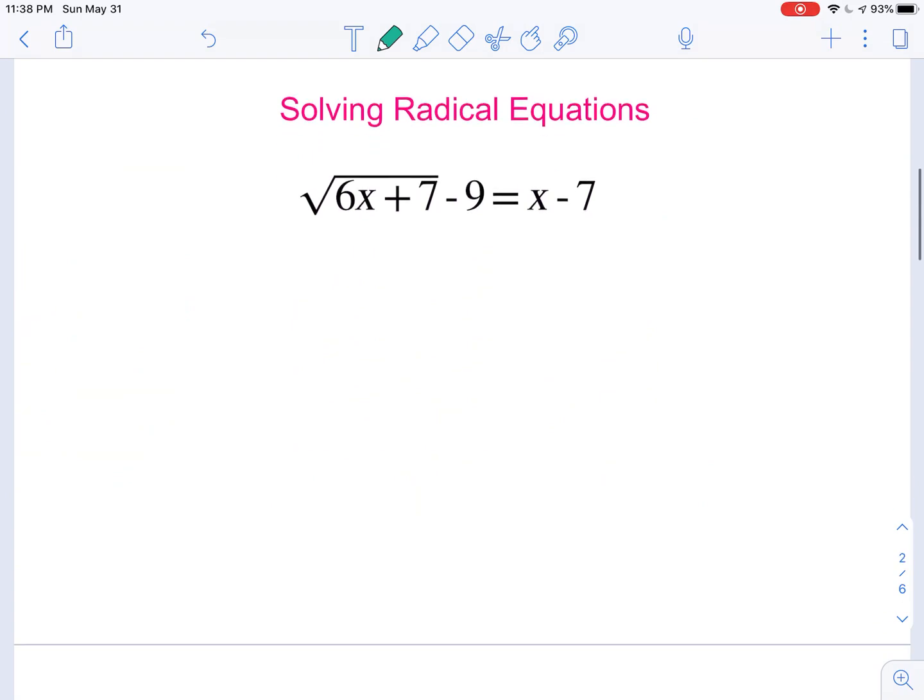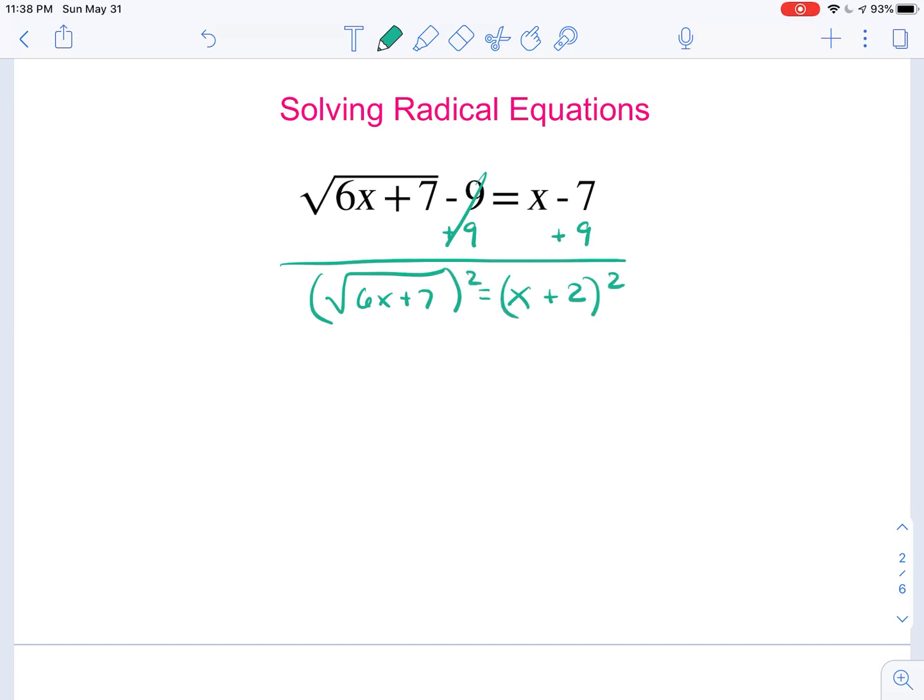So let's continue. We have something a little bit more complicated here, okay? We have a few more terms. We have an x term. The rules stay the same, okay? We're still isolating our radical by adding this 9 to both sides. And we're still squaring both sides.